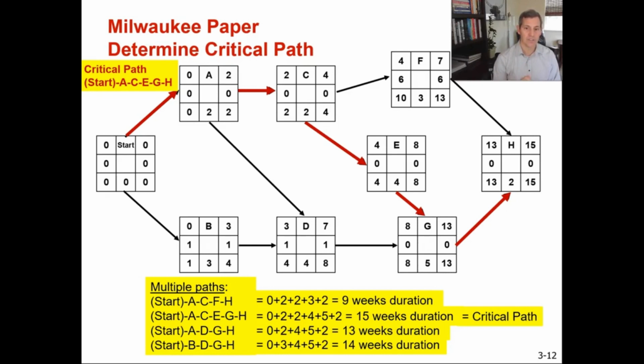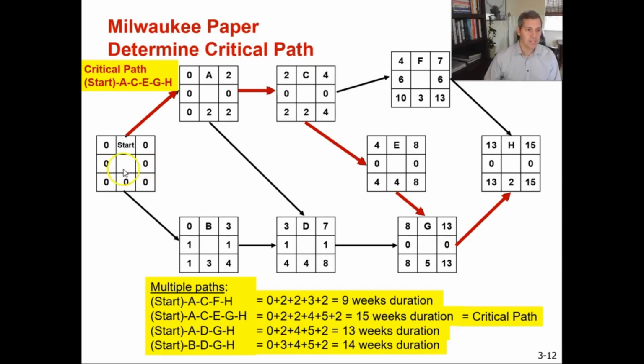When you add up all those critical activities, from start to A to C to E to G and then to H, that is a 15-week project duration. That is your critical path. It does not mean you don't do activities B, D, and F. You still have to do them. They're just not on the critical path.